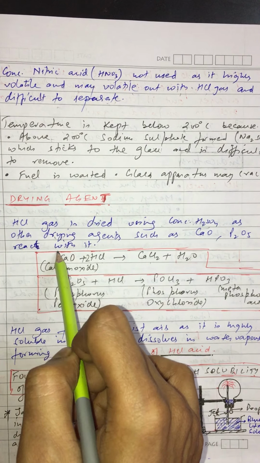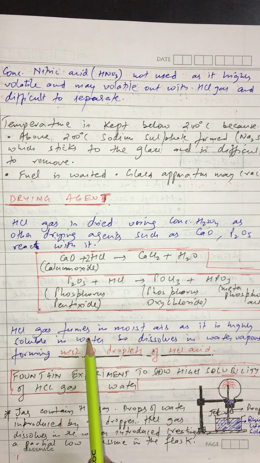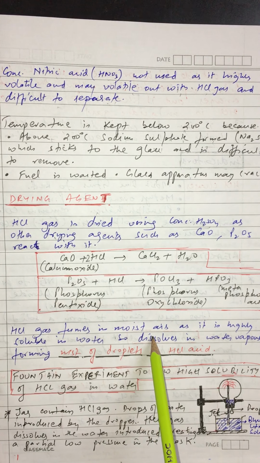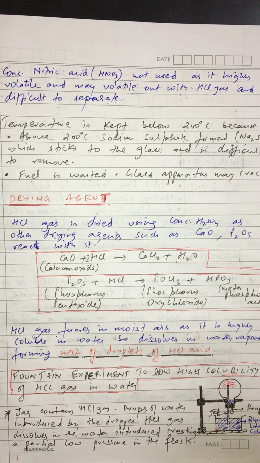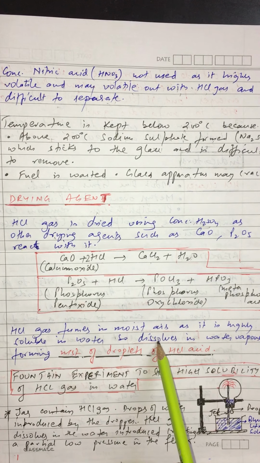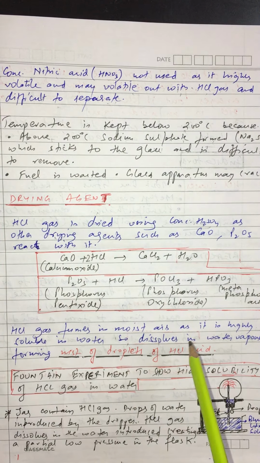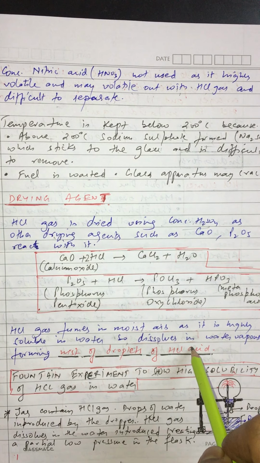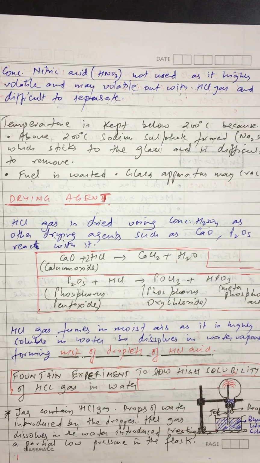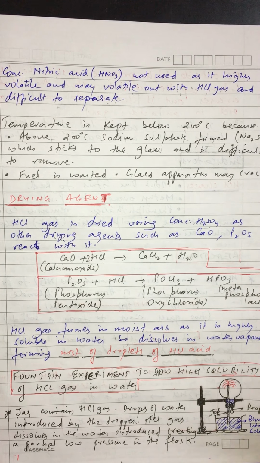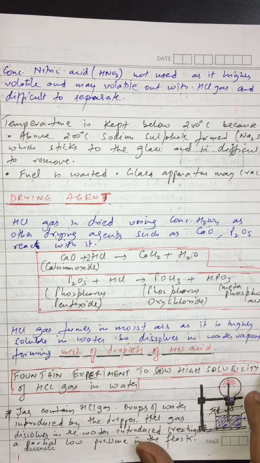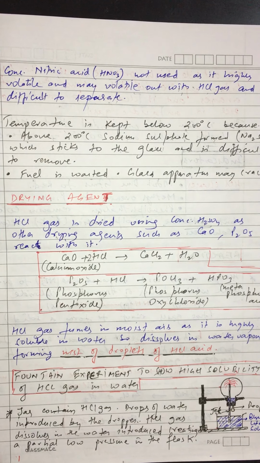Now an important point: HCl gas fumes in moisture. It means if it is released, you will be able to see white fumes in the air. Now what are these white fumes? HCl gas is highly soluble in water, I told you earlier. So the HCl gas dissolves in the water vapor and it gives it a misty appearance. So it appears as fumes in moisture. Now it is a highly soluble gas.